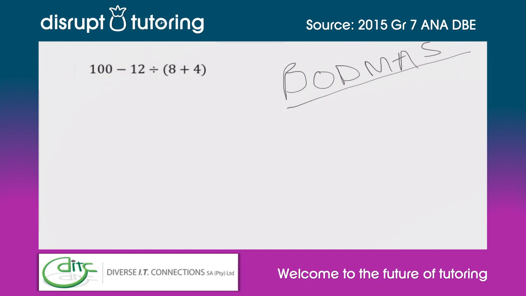Now, knowing that, and I know you guys know it, we're going to apply BODMAS to this question. So we've got 100 minus 12 divided by (8 plus 4). Now remember, we look for brackets first. Do we see brackets? We see brackets over there. Everything else we leave the same. So we've got 100 minus 12 divided by, and we can simplify the brackets. 8 plus 4 we know is 12. And we've done the bracket section.